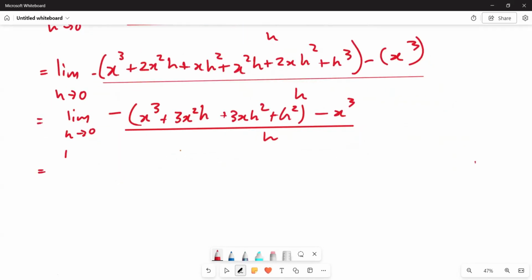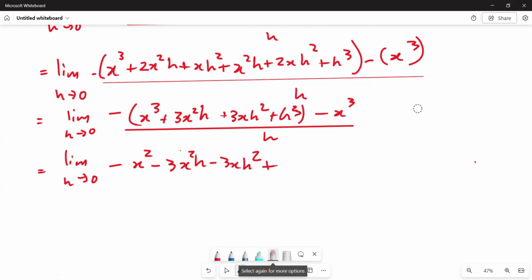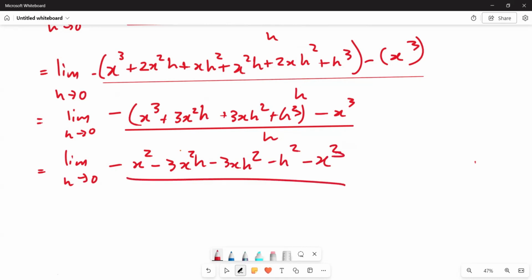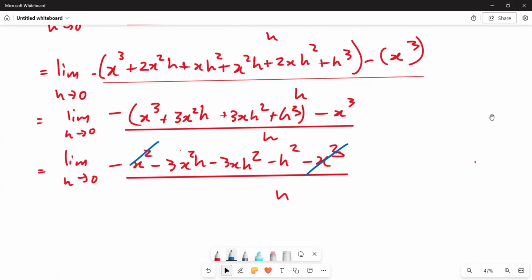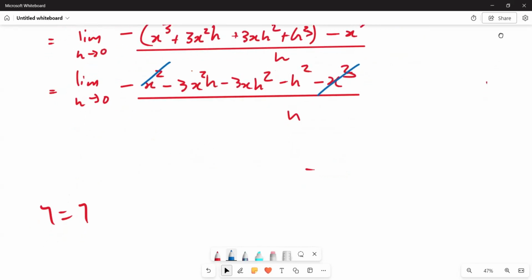So which means now this is going to be the same as your limit as h approaches 0. This is going to be negative x cubed, subtract your 3x squared h, subtract your 3x h squared, minus your h cubed, minus x cubed over your h. Now, can you see that these two are going to cancel each other? So which means you are left with everything here.